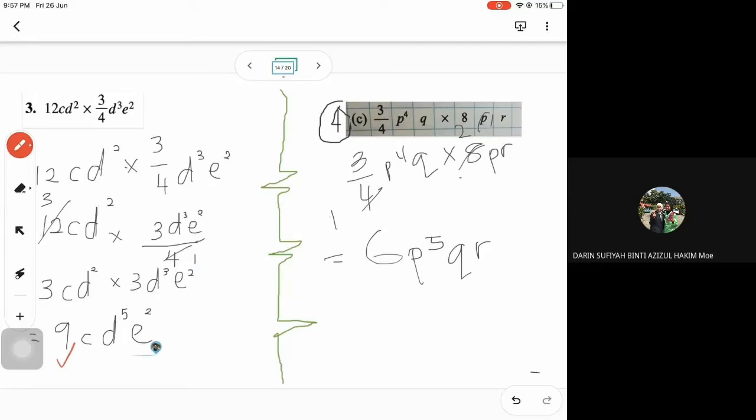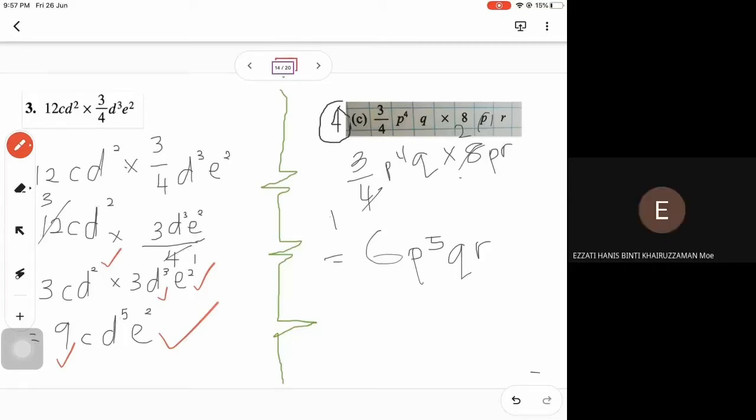Okay. Darin, you don't say D2, D3. It means something else, you know? You should say D squared or E squared like that. Here is D squared. Here is D cubed. Ataupun, here is E to the power of 2. Jangan sebut E2. Itu maksud dia lain, eh? Okay, teacher. Okay, number 4.